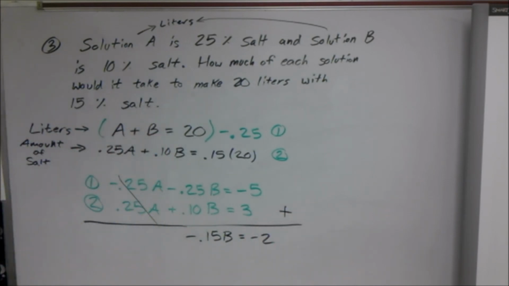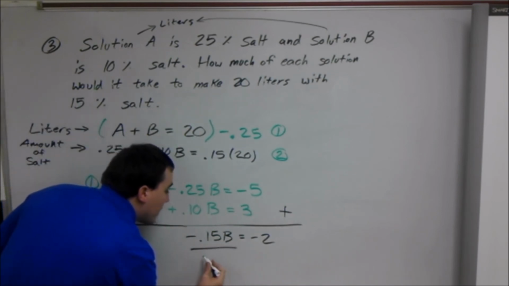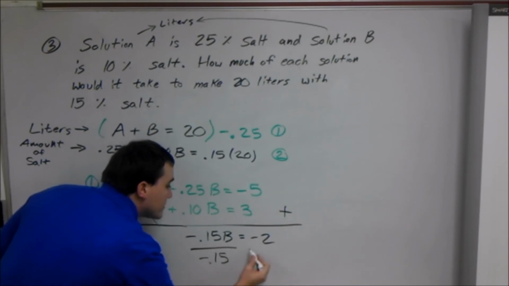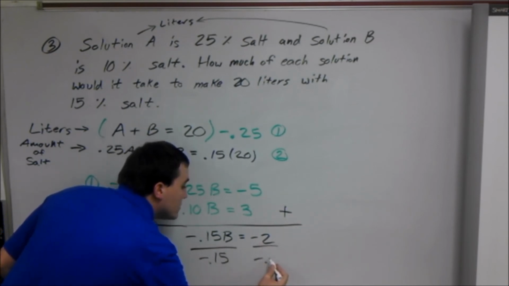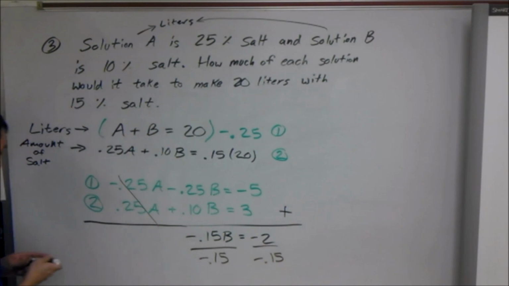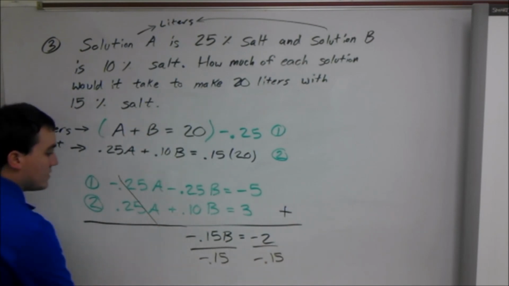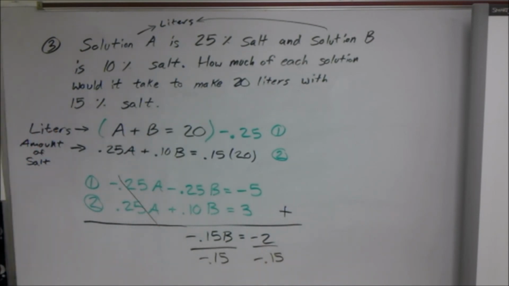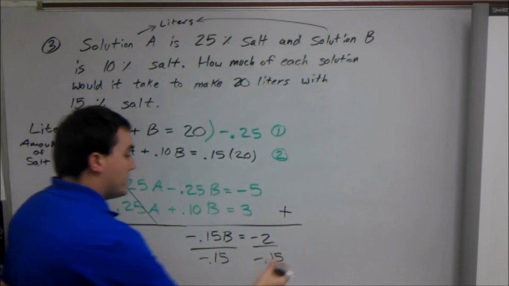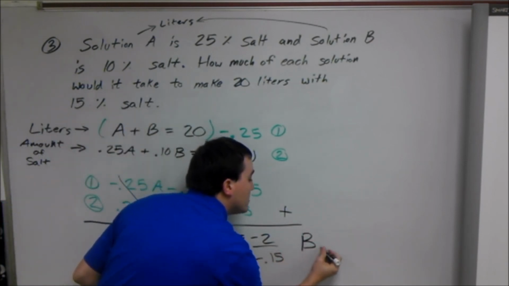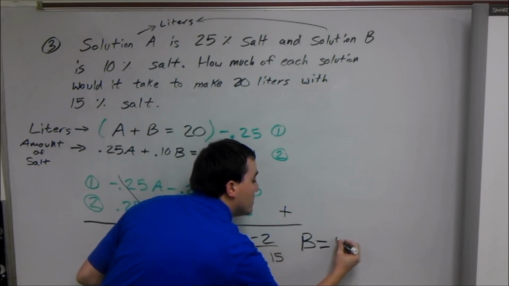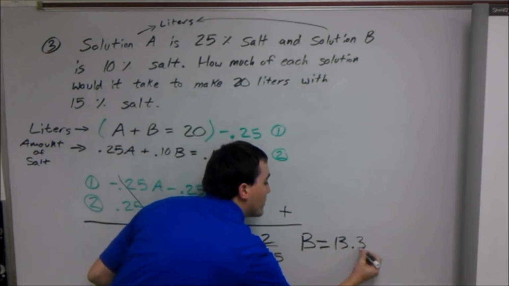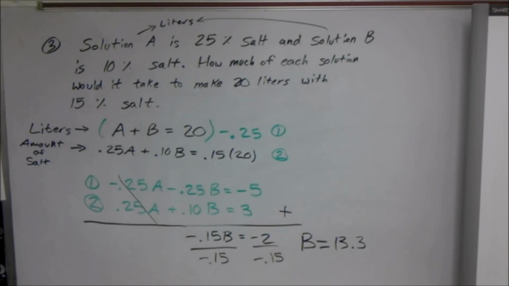And then to solve that, we divide by negative 0.15. We have two negatives, so we know that's going to give us a positive. And 2 divided by 0.15 gives us B equals 13.3 repeated. But we'll just go with 13.3.